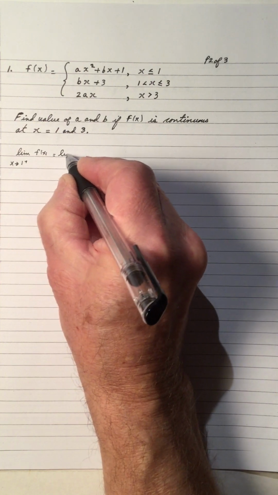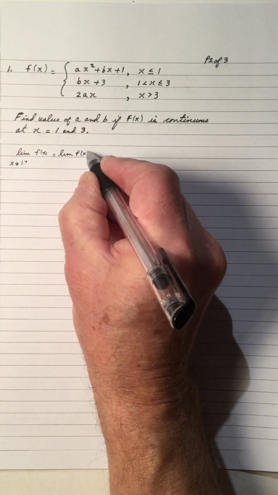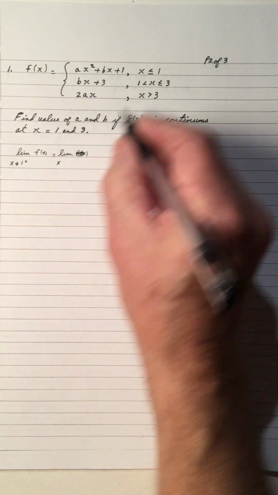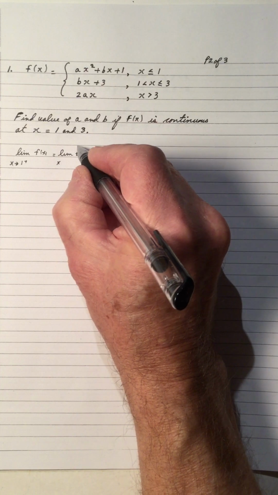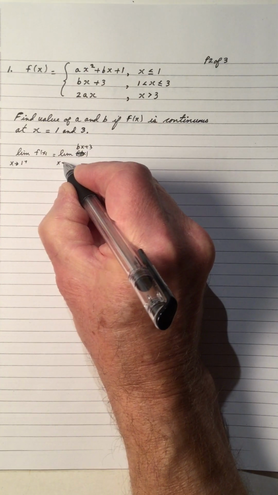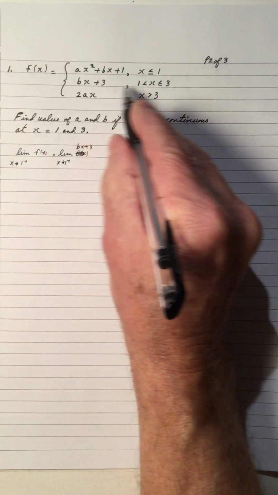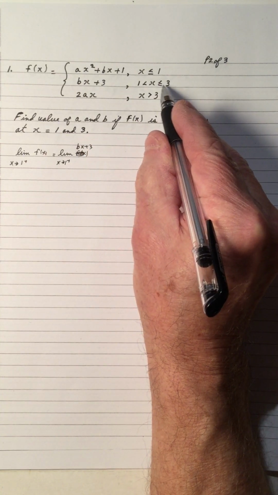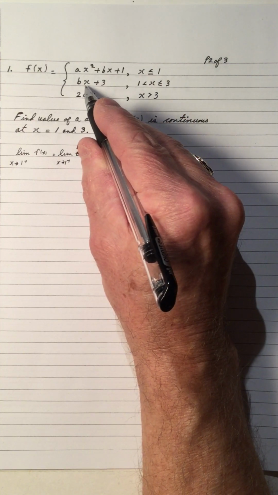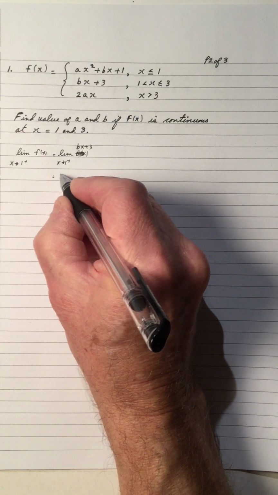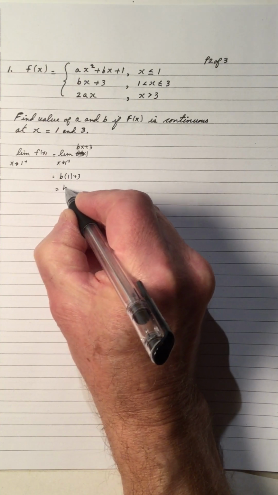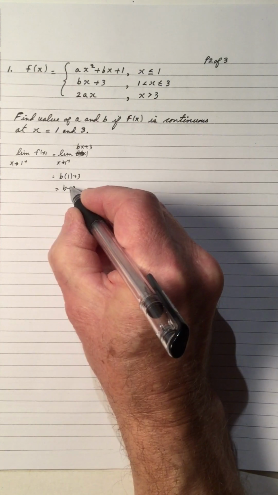I'm going on the right. Right is here, so this should be bx plus 3. This is the right side, the upper side, so this is the one you have to use. So we're approaching 1, so b times 1 plus 3. So that's b plus 3.